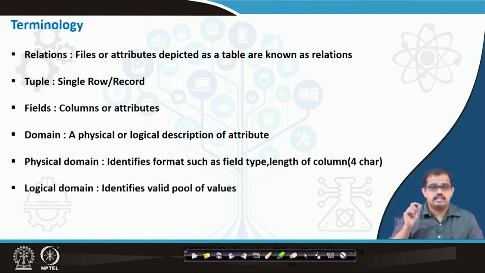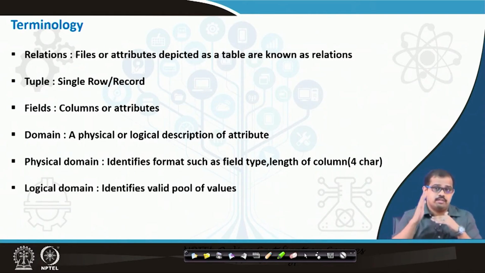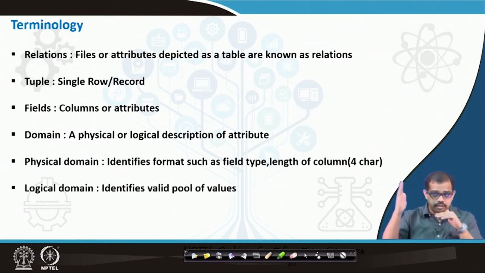Okay, then a tuple is a single row or a record in a database. So a tuple is nothing but a single row or a record in the entire database. Then you have fields. Be very careful: the columns that represent attribute values are each called fields. So different attributes are different fields, and rows are tuples.